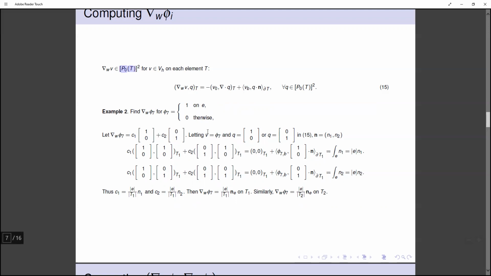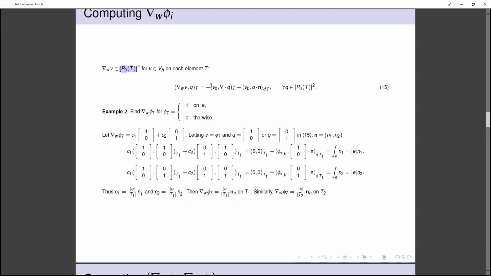And in equation 15, which is the formula we use to compute the weight gradient, let V equal phi7, then let Q equal 1, 0. We get the first equation here. Then let Q equal 0, 1. We get the second equation. Again, the left-hand side is the same. Now the right-hand side.